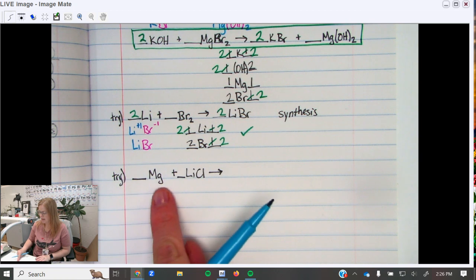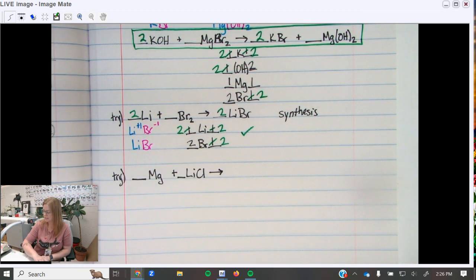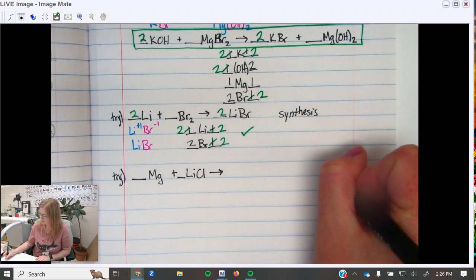Okay, so I see a single element and then a compound. So this is single replacement.